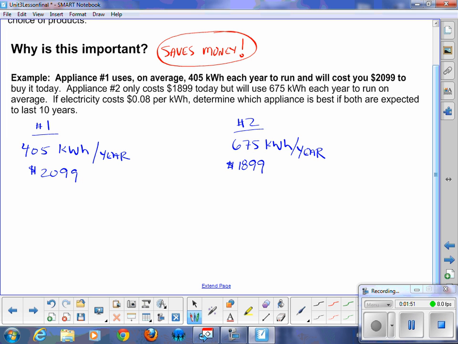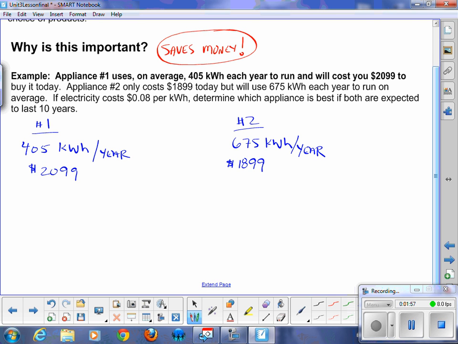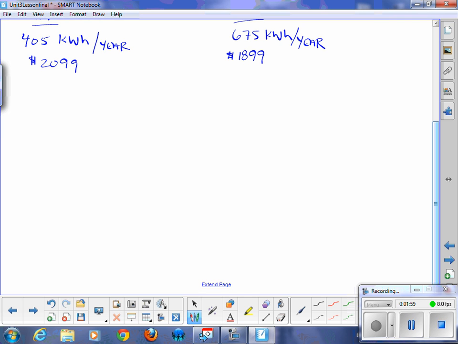So if electricity costs $0.08 per kilowatt hour, determine which appliance is best if both are expected to last 10 years. So we're looking at a life expectancy of 10 years for these appliances, which is pretty reasonable, I would think, for many appliances. Microwaves, dishwashers, maybe not, but fridges and washing machines, you should get that. So let's look at the first one, the 405 kilowatt hours per year.